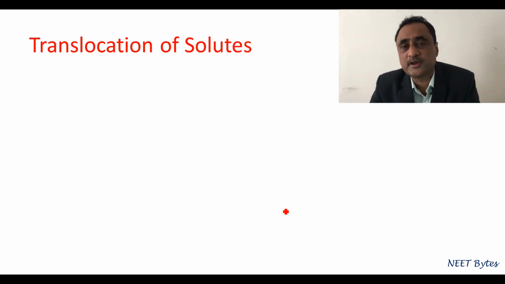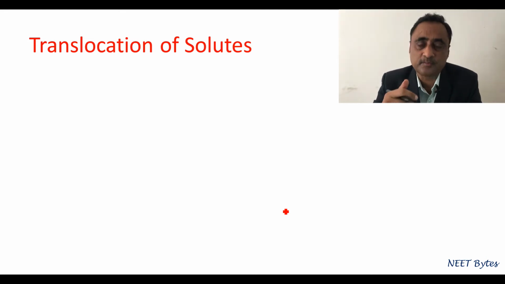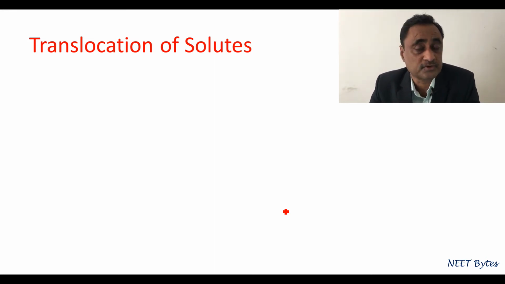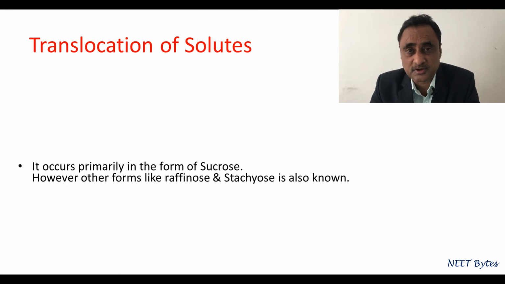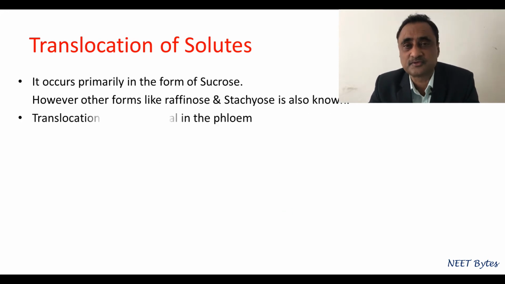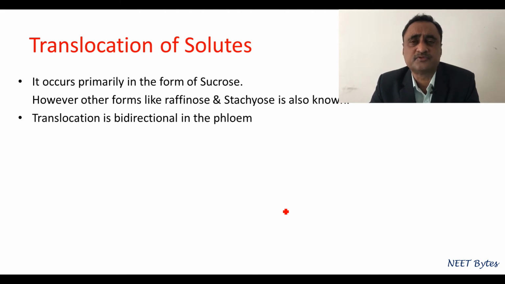All the stored sugar gets converted into a transportable form, and the most important transportable form is sucrose. So the entire translocation of solutes is going to occur through sucrose only, right? However, there are some other forms as well. For instance, raffinose or stachyose, primarily stachyose in the case of grapes. But in 90% of the cases, translocation occurs in the form of sucrose only.